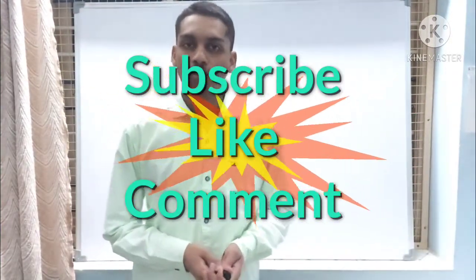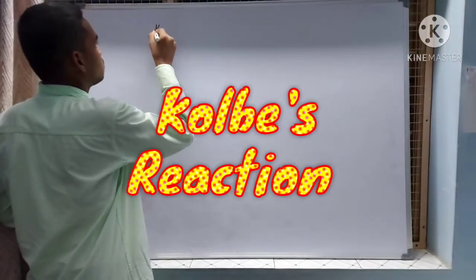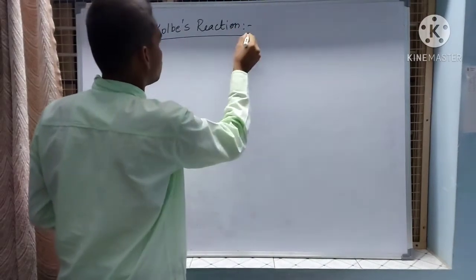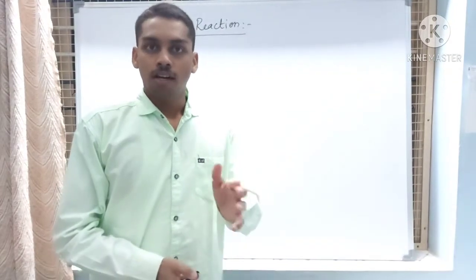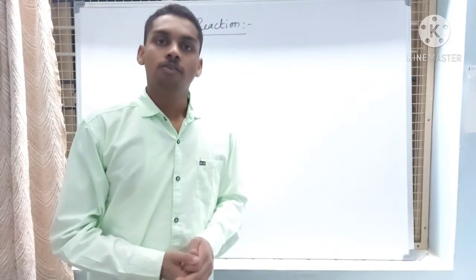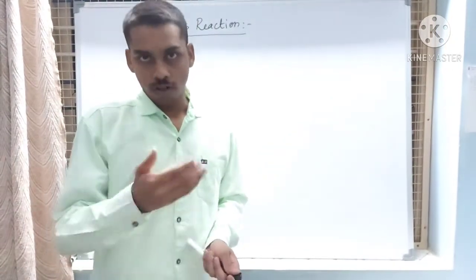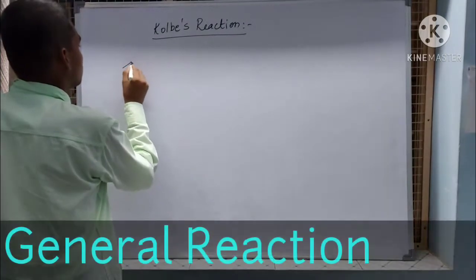Today we are going to learn about the Kolbe's reaction. So let us see what is Kolbe's reaction. Kolbe's reaction is basically a reaction of phenol where we are going to form salicylic acid from phenol, right? So the general reaction goes in this way.